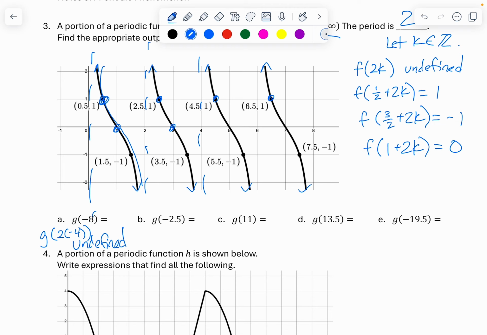g of -2.5, okay, so let's see. 2 times -2 is -4, and then I need to go 1.5 from there. So that's 3 halves. Do we agree with that? -4 minus 1 is 3 minus 1/2.